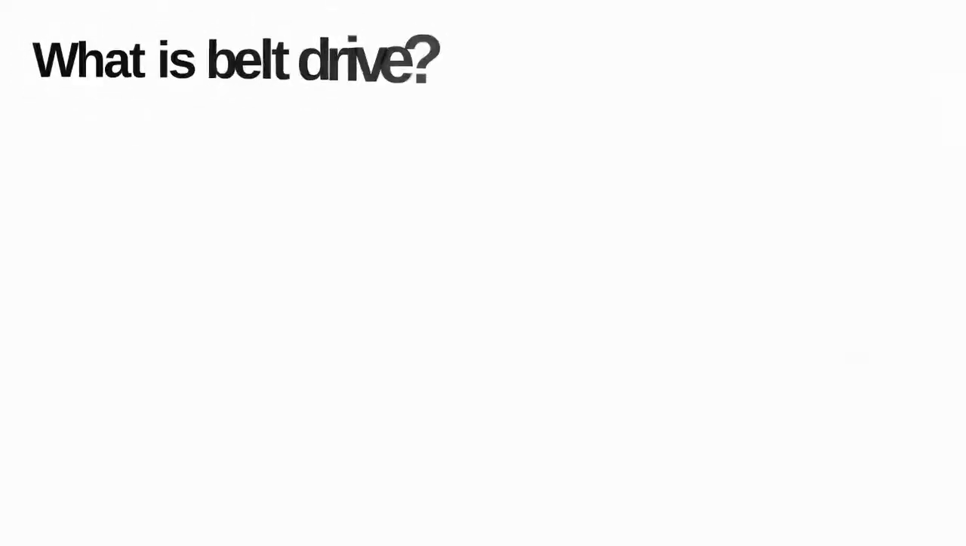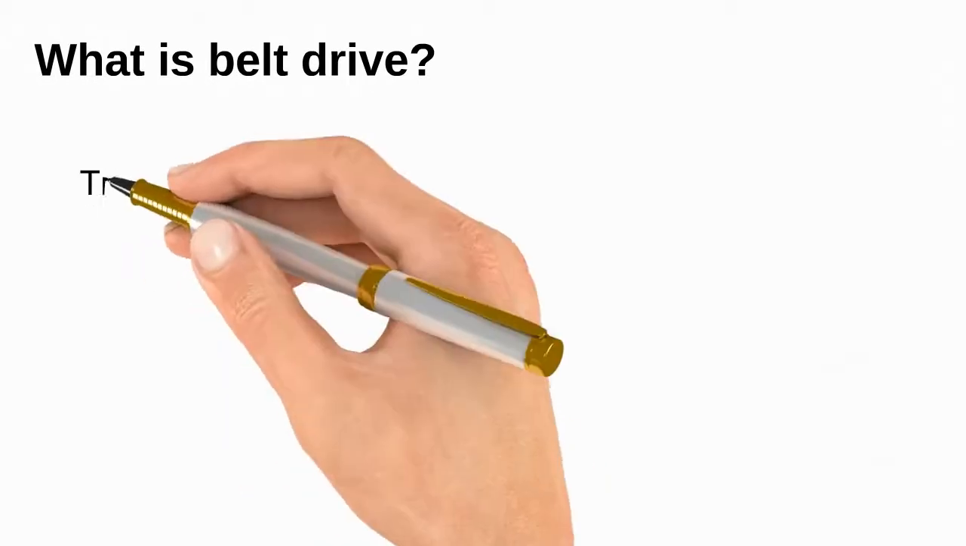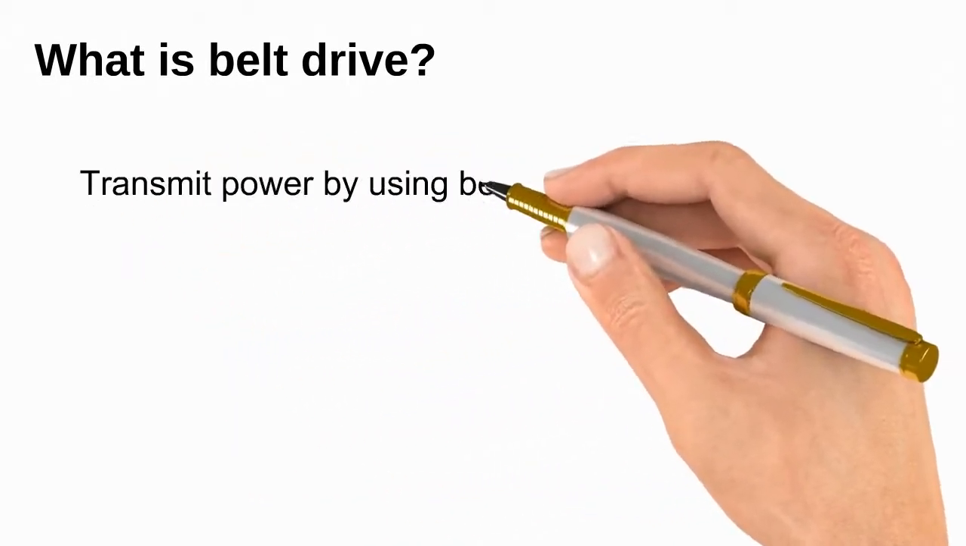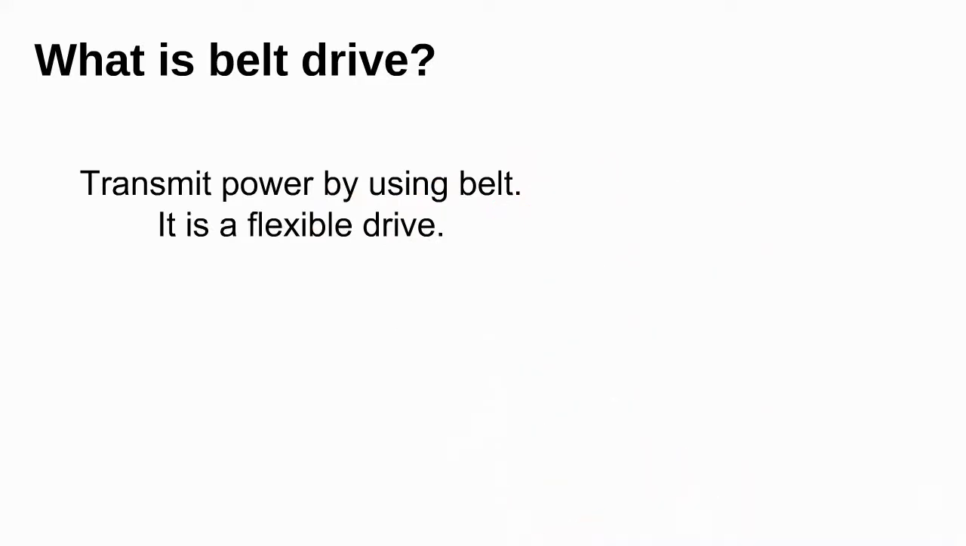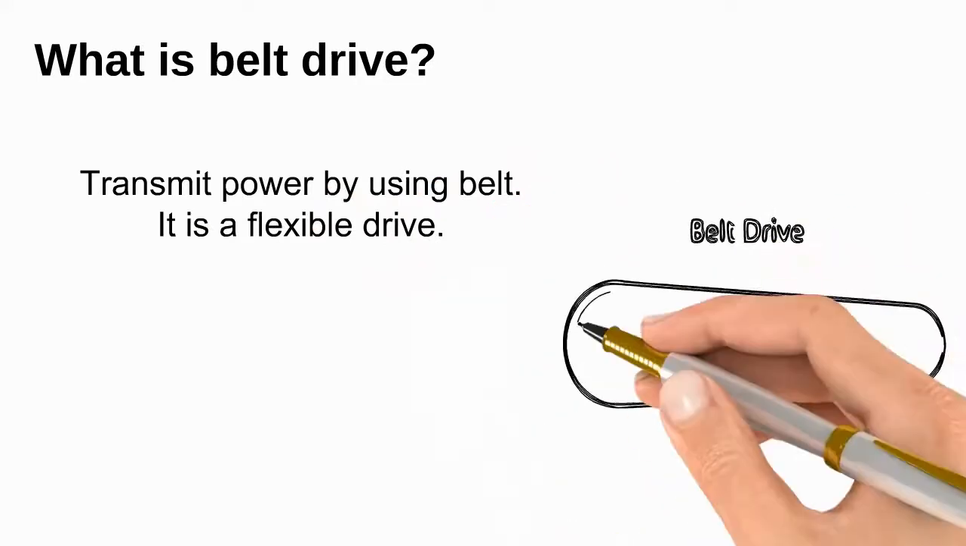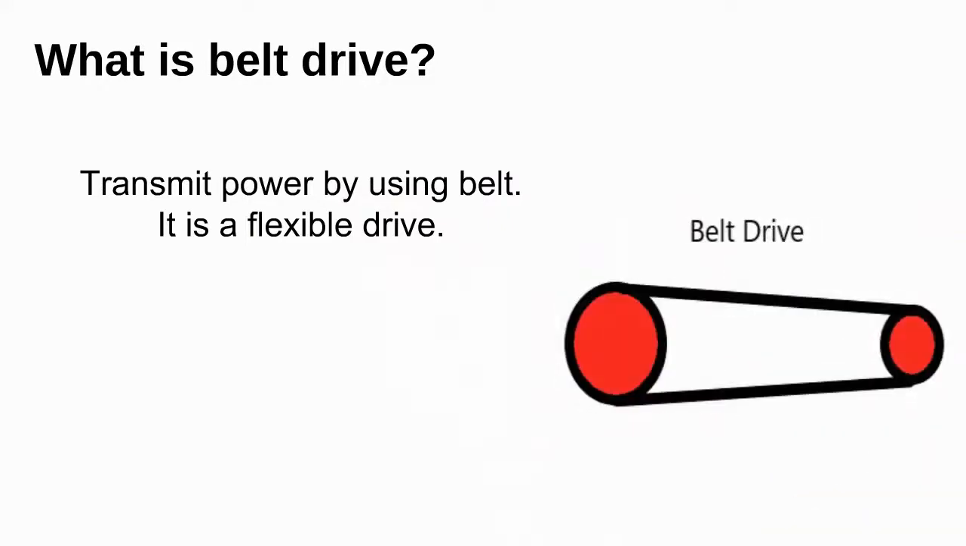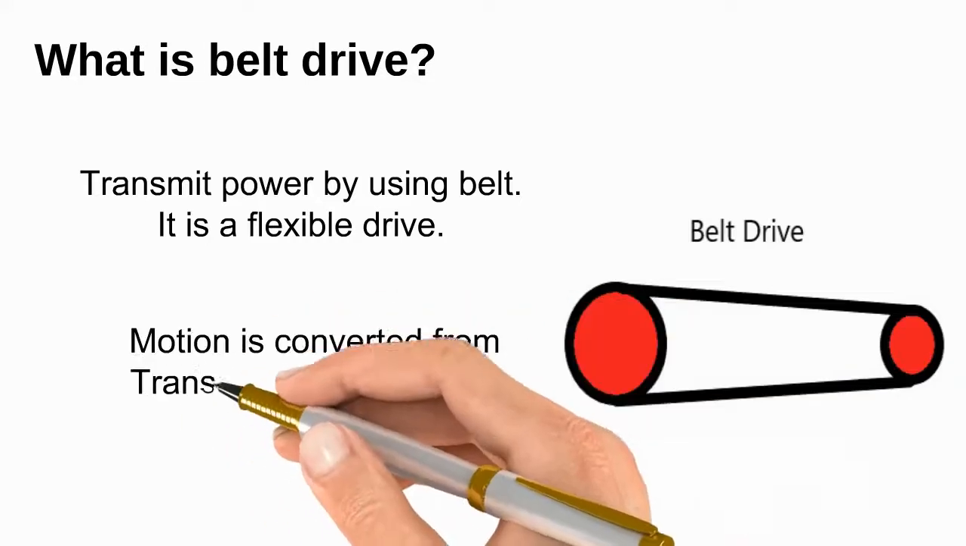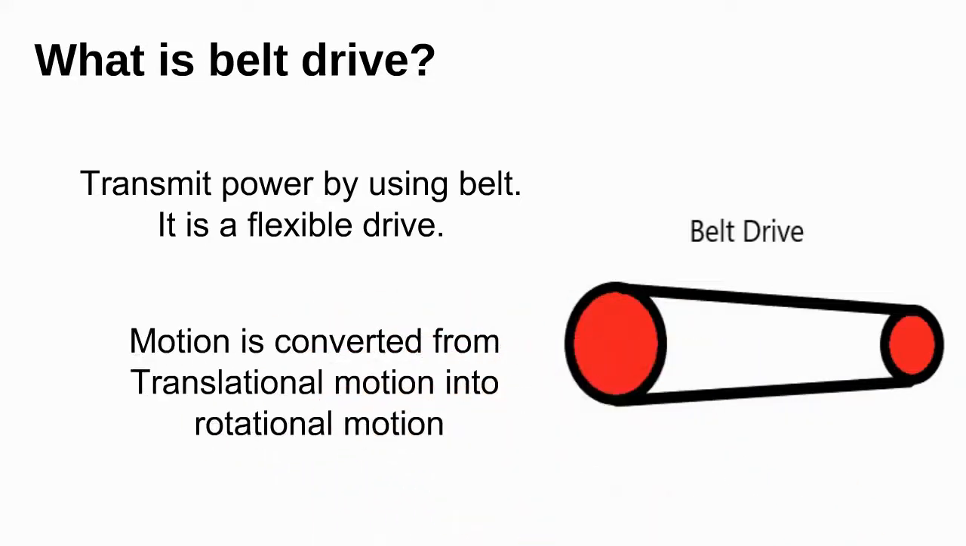What is belt drive? Belt drive is a kind of drive which transmits power by using a belt. It is a flexible drive. Ropes and chain drives are also examples of flexible drives. However, there are some rigid drives also available, like gears. In a belt drive, translational motion is converted into rotational motion.